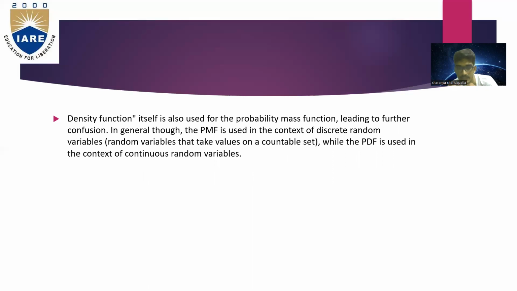The density function itself is also used for the probability mass function, leading to further confusion. In general, though, the PMF, the probability mass function, is used in the context of discrete random variables, the random variables that take values of a countable set, while the PDF is used in the context of continuous random variables.